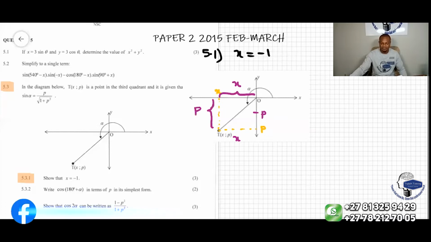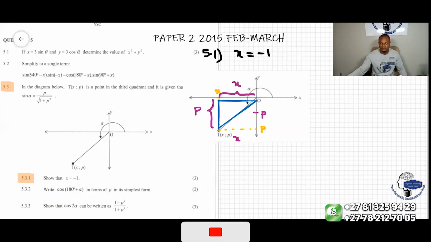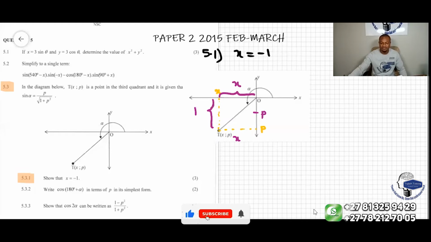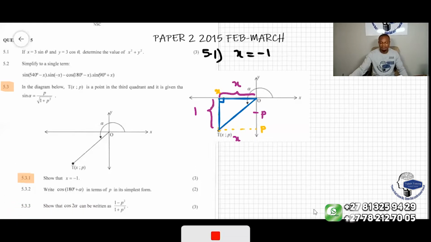All this is p. Now we have something like a triangle here, a right angle triangle there. Now we know the value of x, p. No, we don't know the value of x or p yet.